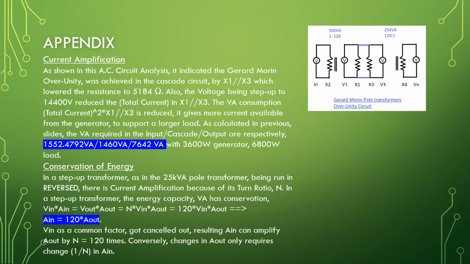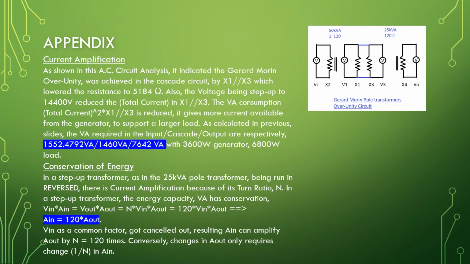As calculated in previous slides, the VA required in the input to cascade to output are respectively 1,552.4792 VA to 1,460 VA to 7,060.42 VA, with 3,600 watt generator, 6,800 watt load.